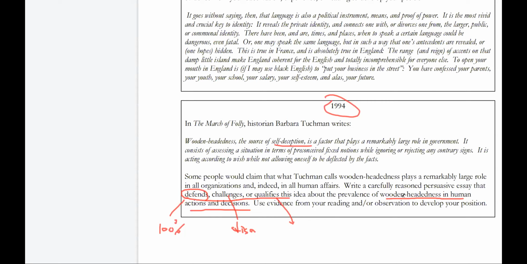Remember that you can say to a certain extent, right? Somewhat, right? So in that case, you qualify. So part of this statement, I agree, but this statement is not well-rounded. It's a little bit narrow-minded, and it's ignoring or missing another crucial part. And let me tell you what, right? So wooden-headedness in human actions and decisions.